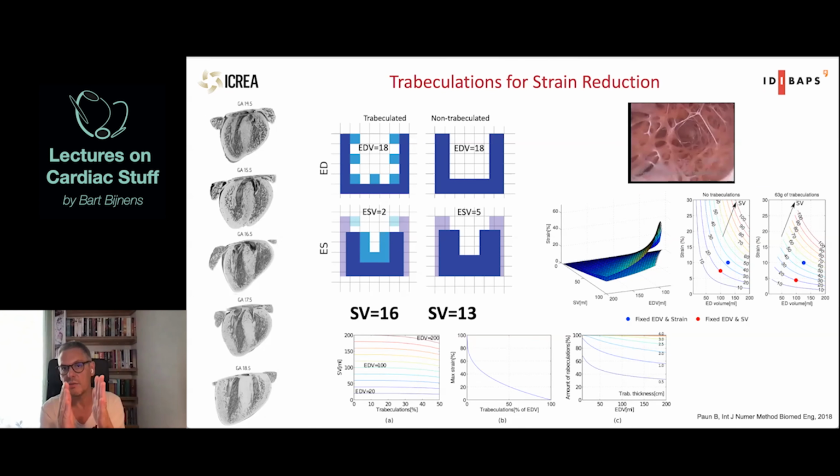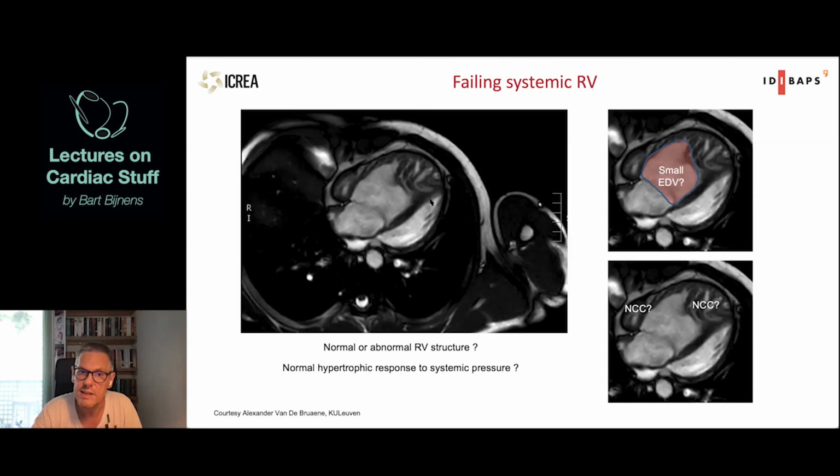So here is one of these examples of a systemic right ventricle. This is an adult patient with a systemic right ventricle. What you see here is that this right ventricle is huge, and you recognize it by these trabeculations and the moderator band. And here in this case also, the morphological left ventricle is connected to the lungs. So that's what we call the subpulmonary ventricle.